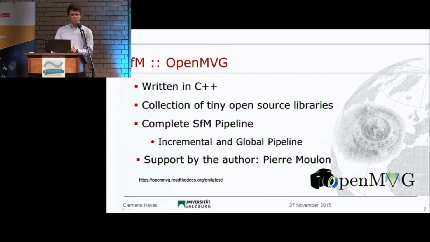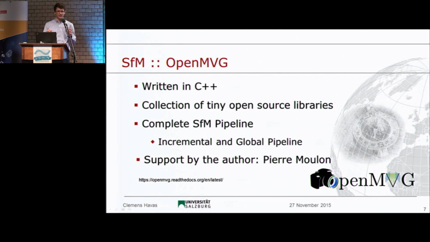OpenMVG is written in C++. It is a collection of tiny open source libraries, so we don't have to use all of them, and this is very helpful because we want to keep the data storage as minimized as possible. It has integrated an incremental and a global structure from motion pipeline, and the author of OpenMVG was very enthusiastic and wanted to help us, and his name is Pierre Moulin.